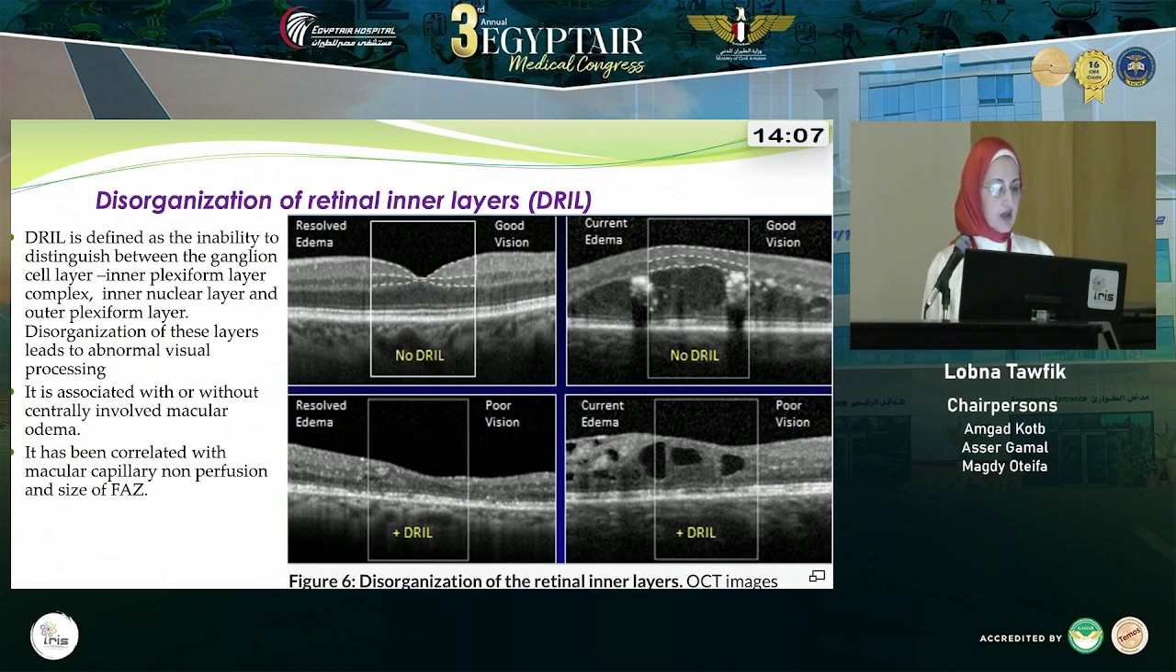It has been correlated with macular capillary non-perfusion and size of the FAZ. In the picture, the first picture shows resolved edema and no DRIL, so we have good vision. In the picture below, resolved edema with DRIL, so we have poor vision. In the other pictures, we have recurrent edema and no DRIL, so good vision, and recurrent edema with DRIL, poor vision. So once there is DRIL, there is poor vision.